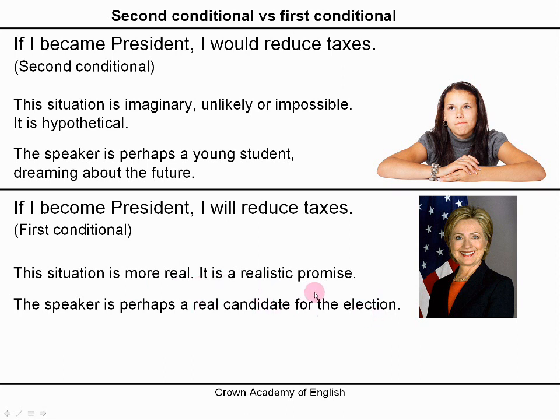She has a real chance or opportunity to become president. And so she will make a real promise. If I become president. So in that situation, the first conditional is more appropriate. So this is the big difference between the first conditional and the second conditional.